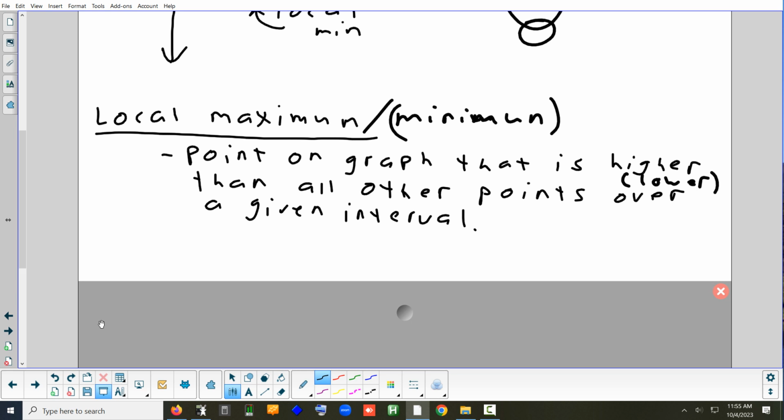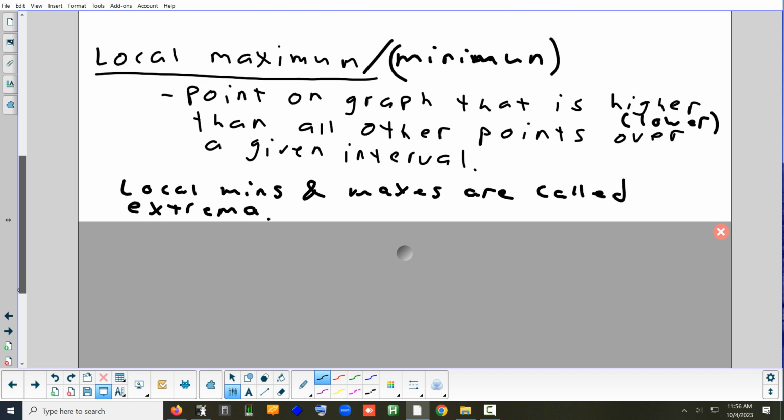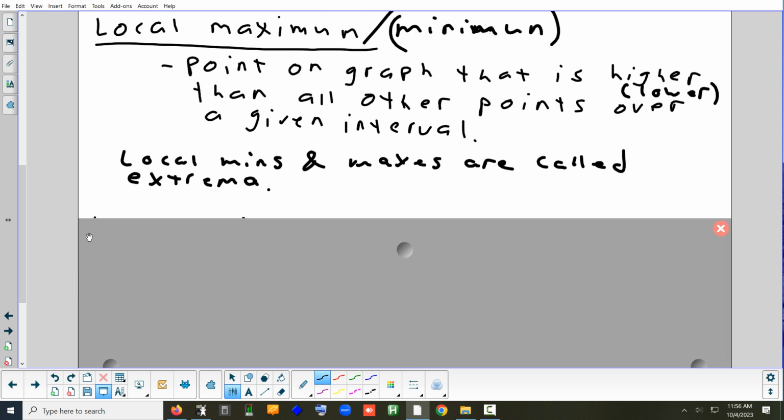So you might see in the homework a question that says to find the minimums and maximums. The way they usually word that is local mins and maxes are called extrema. So if the question says to find all local extrema in the problem, they just mean to find all the minimums and maximums in your graph. Right, and we'll try one of those, and then that's where we'll stop for today.